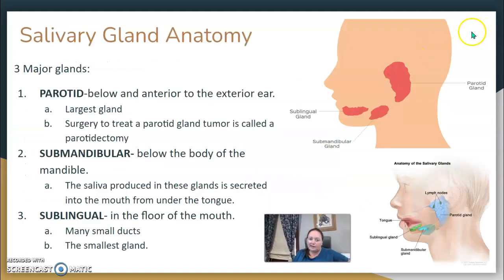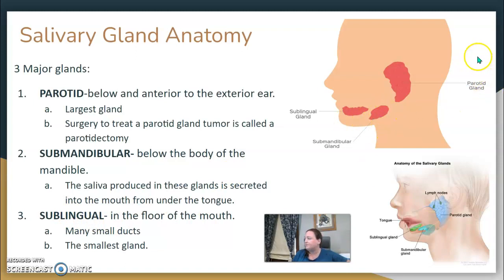Just a little anatomy review on salivary glands. There's three major glands: your parotid, submandibular, and sublingual. The parotid is the one that's below and anterior to the exterior ear and the largest gland. Submandibular is below the body of the mandible, and then sublingual is in the floor of the mouth, and this one's the smallest.